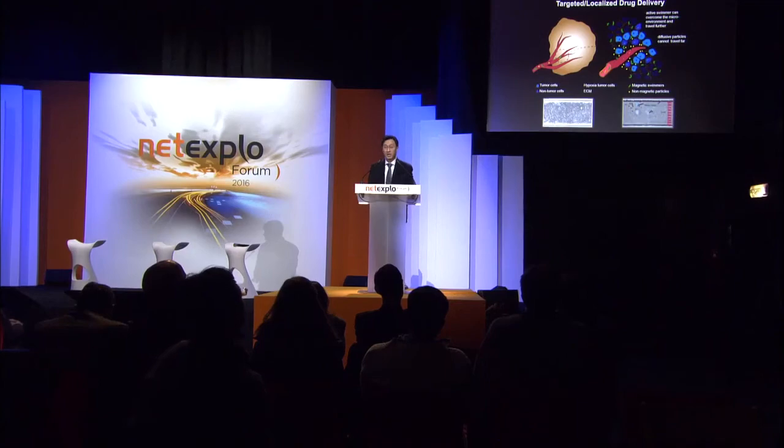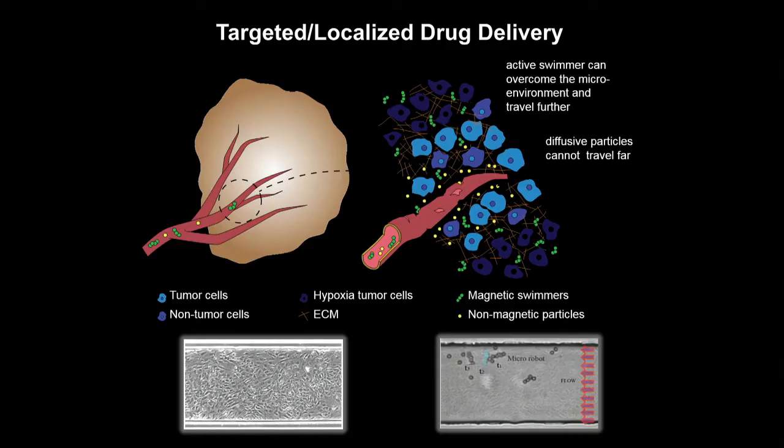In addition to these types of biochemical functionalization, we also fully utilize mechanical force by external power sources, such as the magnetic field. So as you see over here, we have already done some experiments in an artificial blood vessel. So then we try to overcome the reverse flow to deliver our drug payload onto the target.